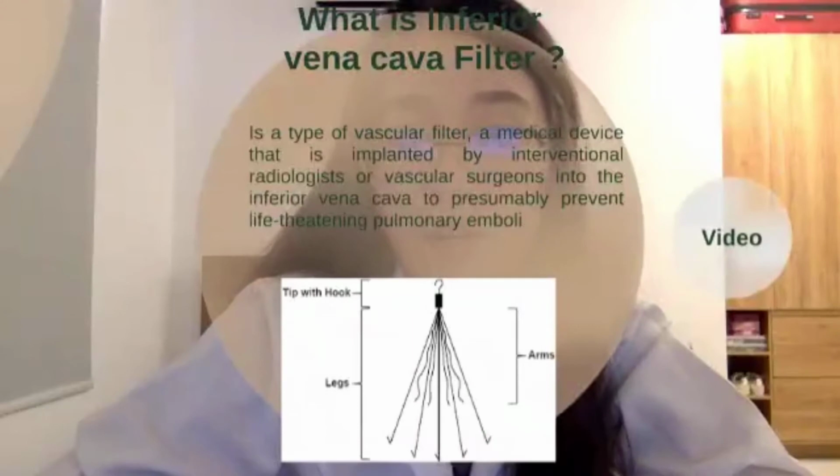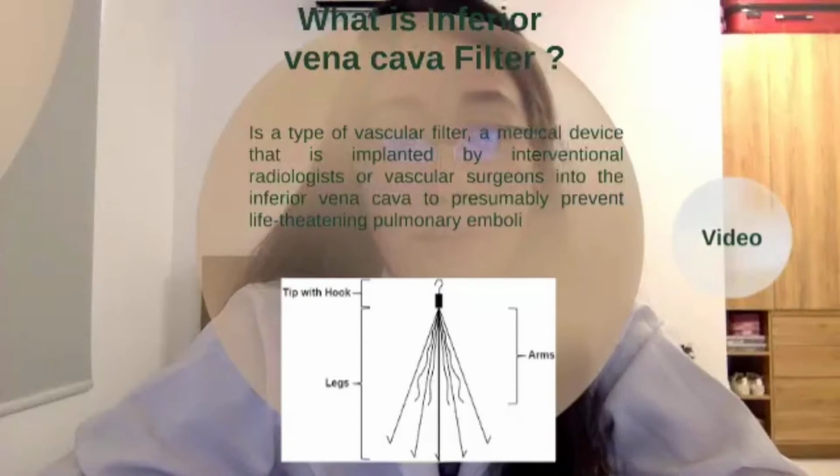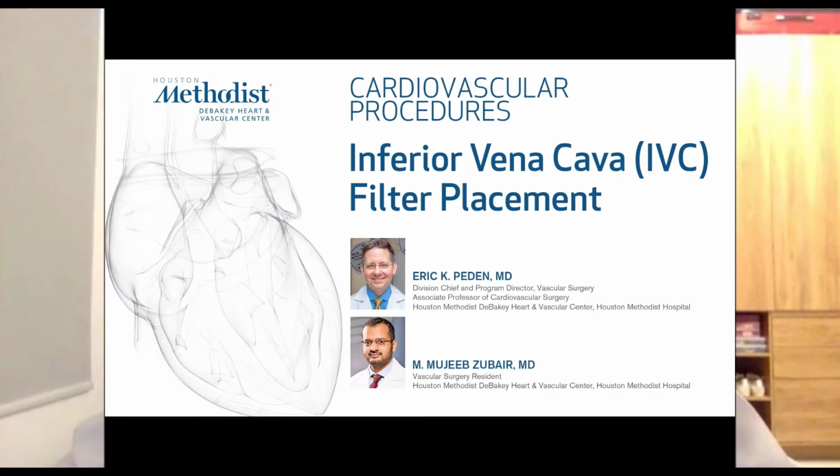What is an inferior vena cava filter? It is a type of vascular filter, a medical device that is implanted by interventional radiologists or vascular surgeons into the inferior vena cava to presumably prevent life-threatening pulmonary embolism. It is used when you cannot be anticoagulated and have presence of deep venous thrombosis.